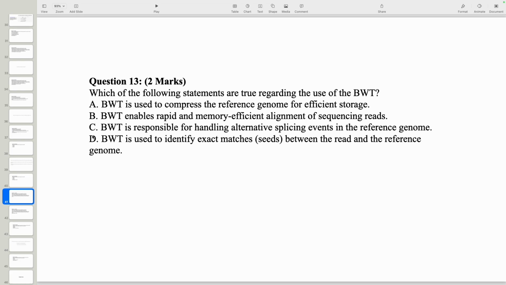Option C, BWT is responsible for handling alternative splicing events in the reference genome, is not true. It does not handle the alternative splicing event. BWT is used to identify exact match seeds between the read and reference genome, which is also true, because here we are doing the alignment, and it can identify the exact match between the read and the reference genome. So the correct options would be A, B and D.